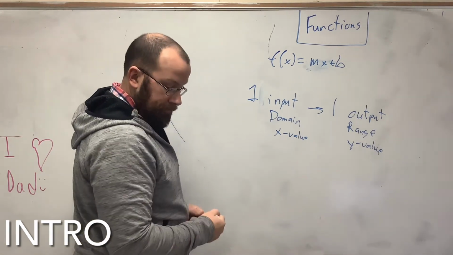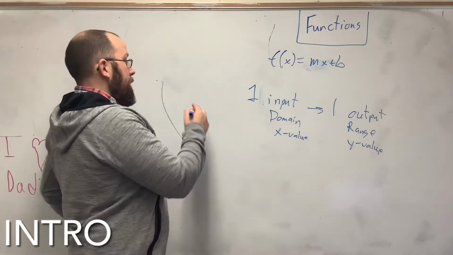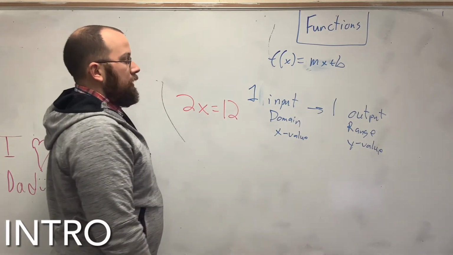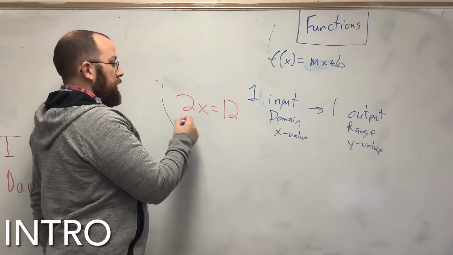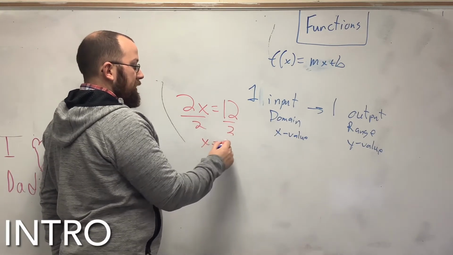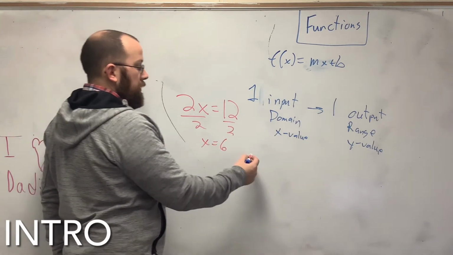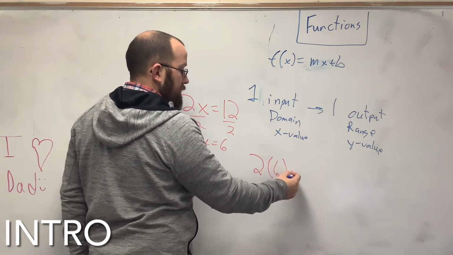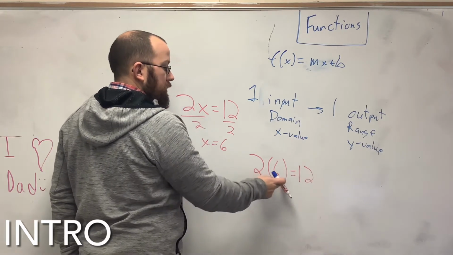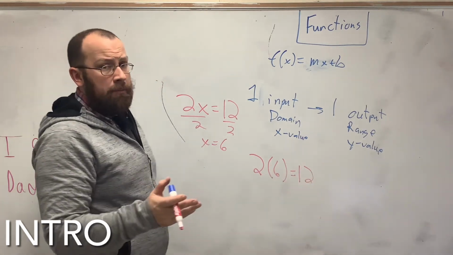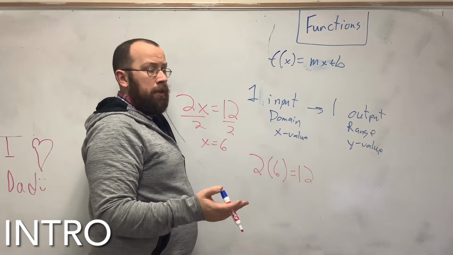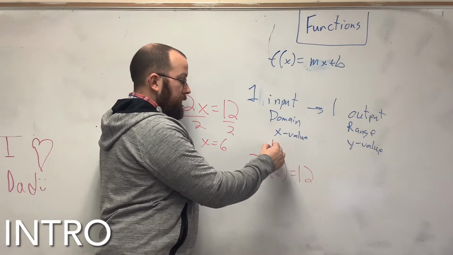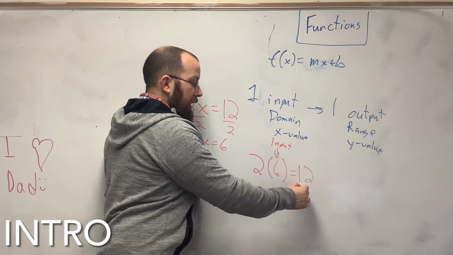So for an example, if I say I have 2x equals 12, and I go ahead and solve it, say x is 6. So when I redo this, I'm going to input 6 as my x. 2 times 6 gives me 12 every time, right? You've learned this since you were in elementary school. 2 times 6 gives me 12. This is my input. This is my output.